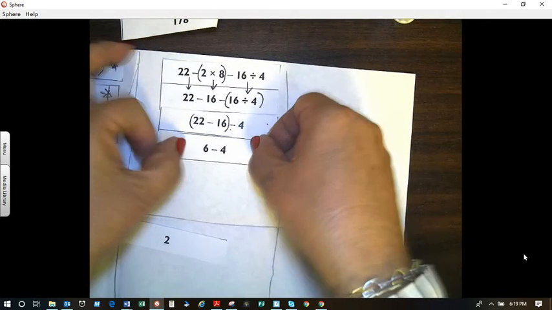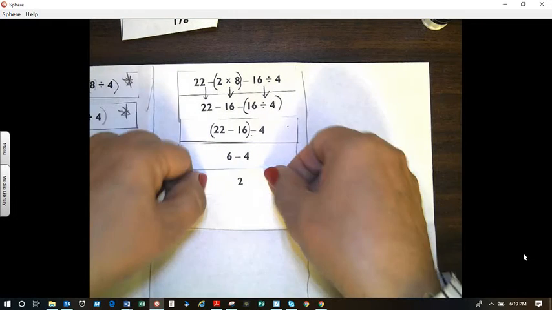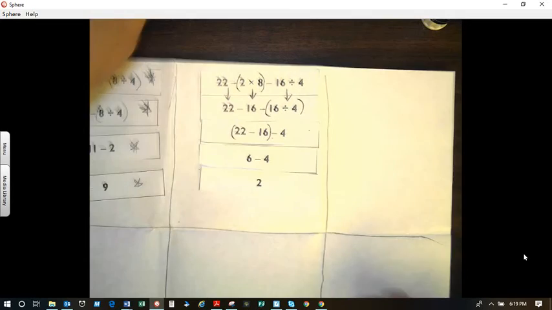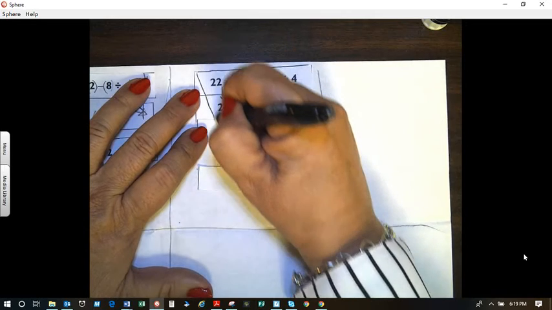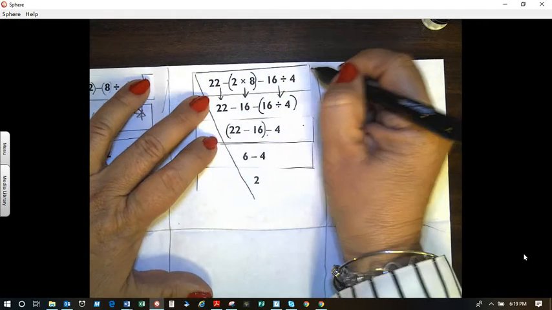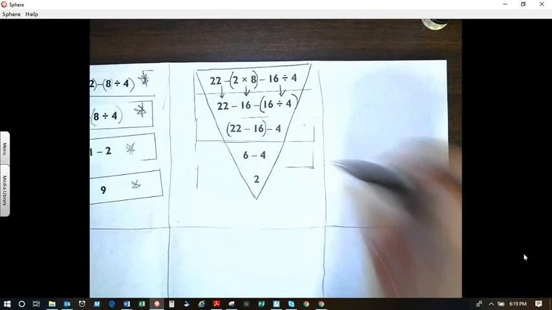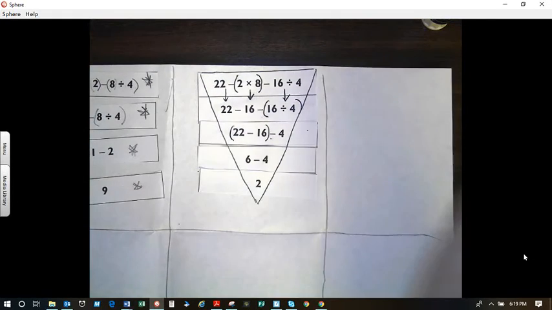Do you see how we're getting smaller and now to the end? Now, if I were to outline this, do we now have our upside down triangle? And there you go. And you're getting smaller, coming straight down. All right, now let's go to the next problem.